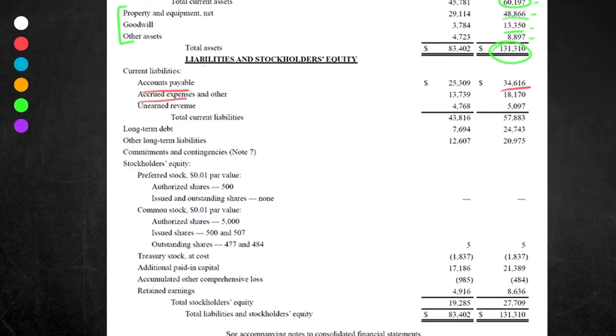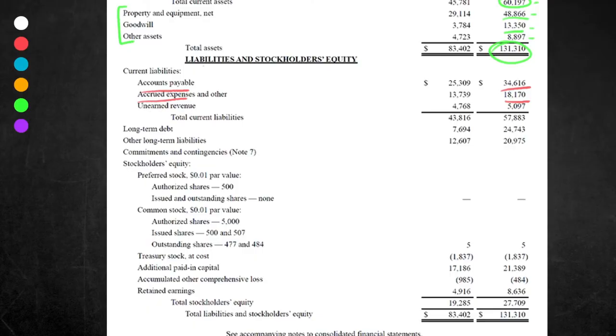We then have accrued expenses. Now, what is an accrued expense? These are expenses that are recognized on the books before they are paid. All right, so this might be salary. You know what you're going to pay someone in a salary each year, but you haven't actually made that payment yet. Does that make sense?